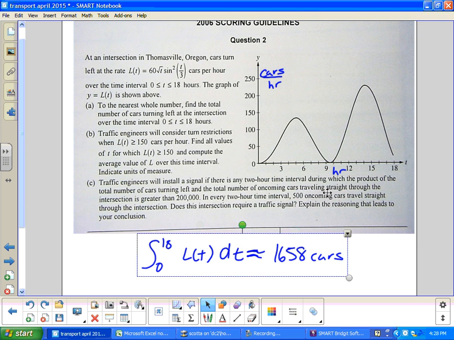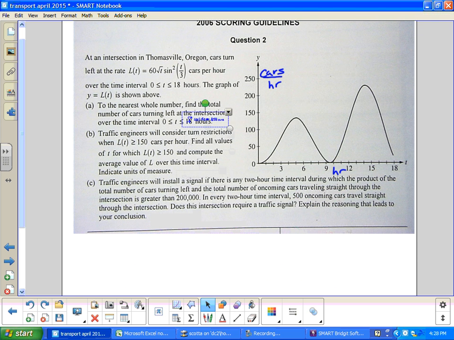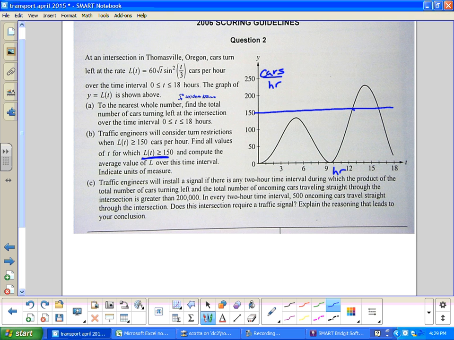All right, and again, units lead the way. So we'll put that up out of the way. Traffic engineer will consider turn restrictions when L of t is greater than 150. So find all values of t for which L of t is greater than 150 and compute the average value. So a couple things going on of L over this time. So I'm going to start with when is it more than 150? First of all, on the graph, I see that there are a couple of times right here where it's greater, where it starts and stops and it's over 150, around 12 and 16-ish.